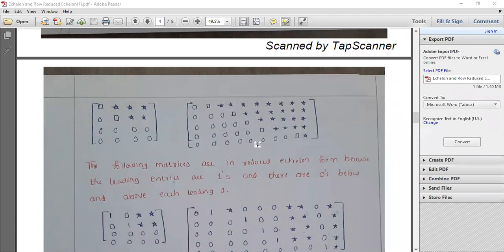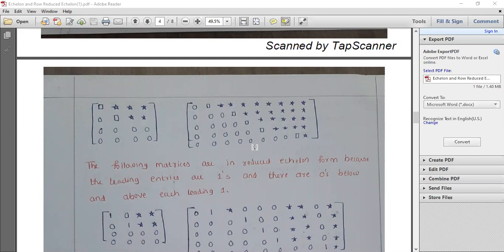Ma'am, the difference between echelon form and reduced one is that the leading element is 1. Yes. In echelon form, the leading entry may be any number other than 0, but in reduced echelon form, the leading entry has to be equal to 1.